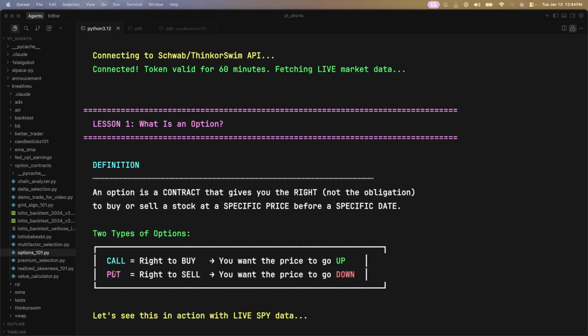Then we have a put option. This is a right to sell because we think that the price is going to go down. So when we buy put options, we're bearish on the market. We think that the price is going to go down.